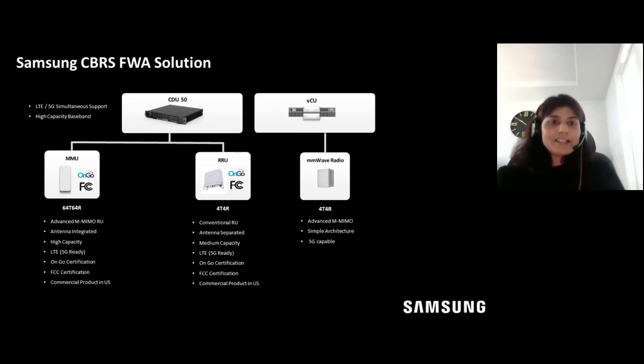For CBRS, Samsung has two products. Number one is 604064R, also known as massive MIMO radios. It is an antenna-integrated radio and can provide very high capacities. And I'm going to talk about capacities in a couple of minutes here. Samsung's massive MIMO radios are 5G ready and support both beamforming and MU-MIMO technologies.